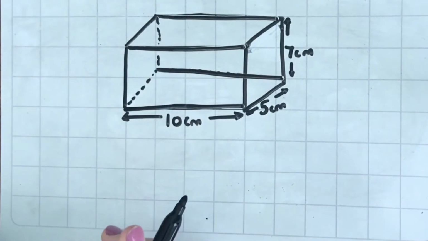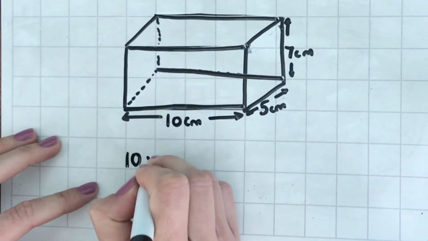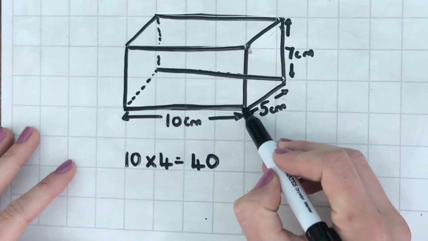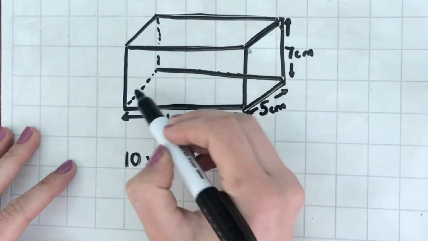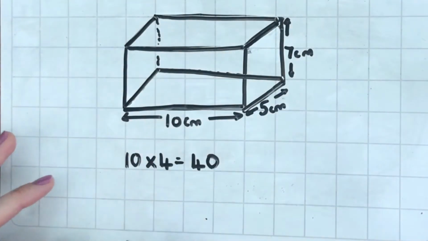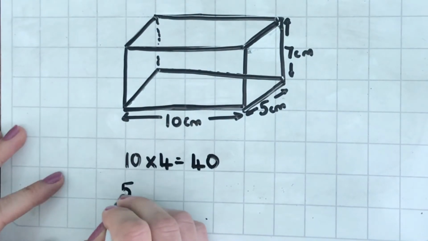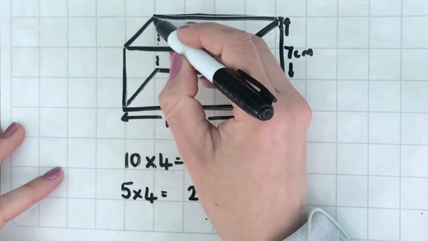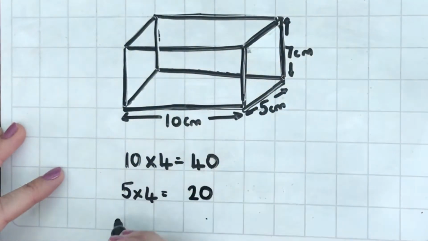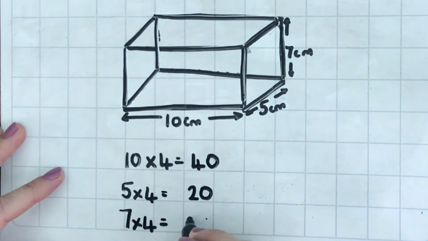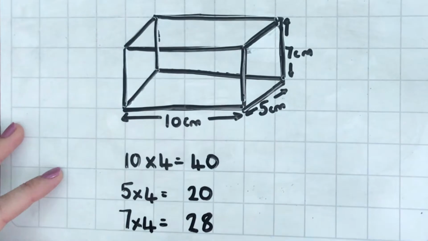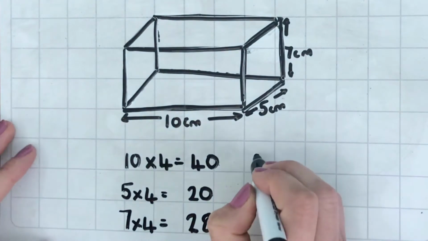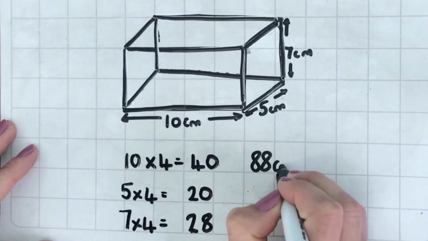So we've got 4 edges that measure 10 centimetres. So I'm going to do 10 times 4, which gives me 40. Okay, let's have a look at your 5 centimetres. So we've got 1, 2, 3, 4 edges that are 5 centimetres, so we're going to do 5 times 4, which gives us 20. And then we've got 1, 2, 3, 4 edges that measure 7 centimetres. 7 times 4 gives us 28. So now what you've got to do is add those. So 40, 50, 60, 70, 80, that would give you 88 centimetres.